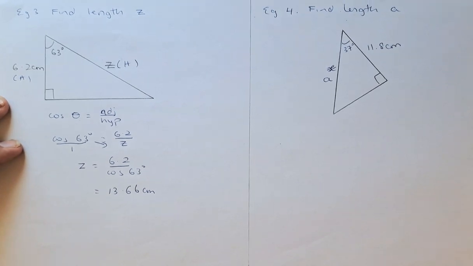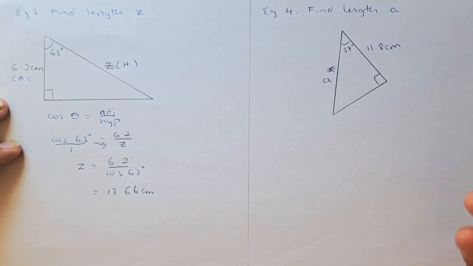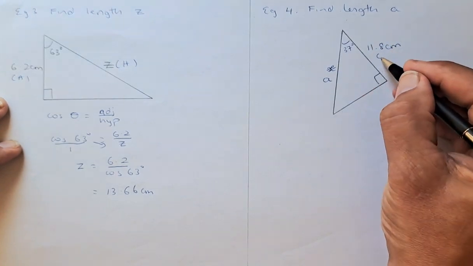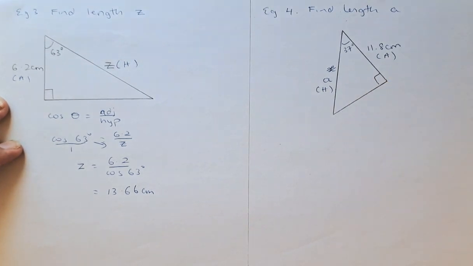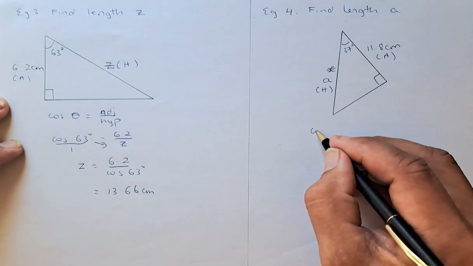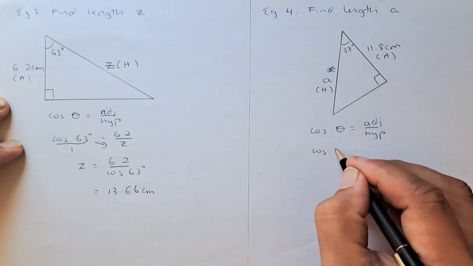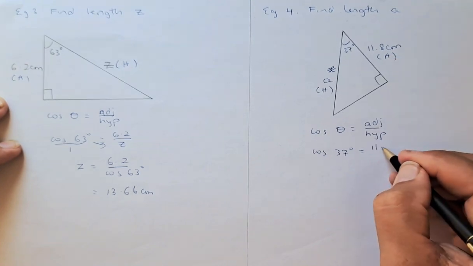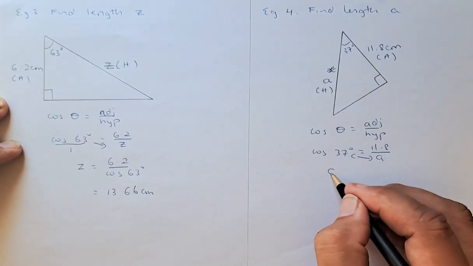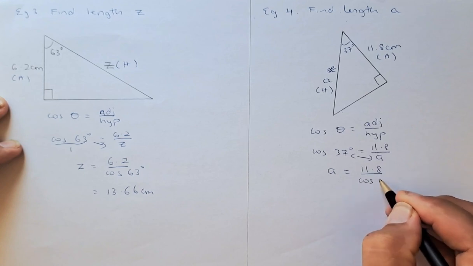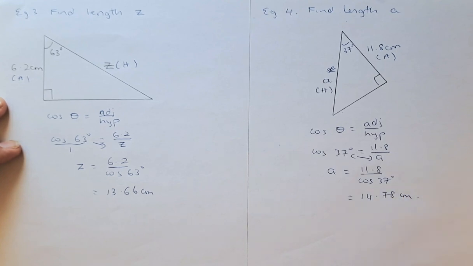Now we have to find the length A, given the angle is 37 and the other side is 11.8. Again, we have to label the sides. This is the angle, so this has to be the adjacent and this again is the hypotenuse, the longer side opposite the 90 degrees. We are going to use the cosine formula again. Cosine theta equals adjacent over hypotenuse. So cosine 37 equals adjacent, which is 11.8, over A. Again, A is at the bottom, so you swap places with the cos 37. A goes up, so 11.8 divided by cos 37. Put it in your calculator, and the answer is 14.78 centimeters.